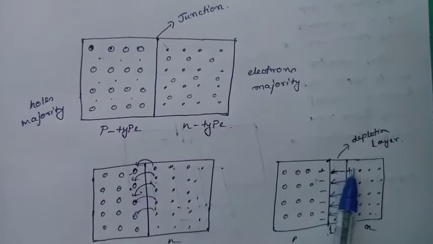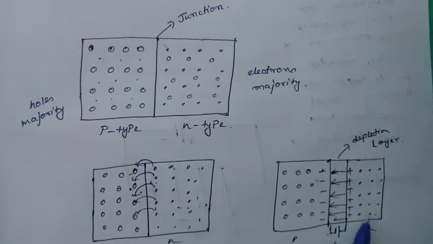Now the accumulation of positive charge, that is the holes, on the n side, and the accumulation of electrons on the p side, sets up a potential difference across the junction, and this potential difference stops the further diffusion of charges. Hence it is called a potential barrier, and due to this potential barrier, an electric field is set up across the junction, which further stops the diffusion.